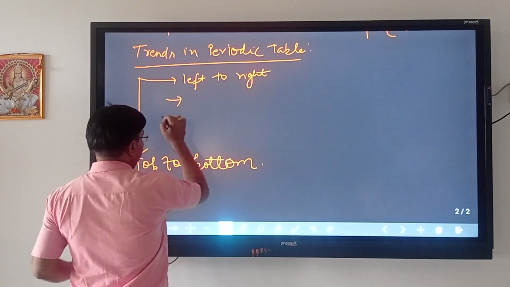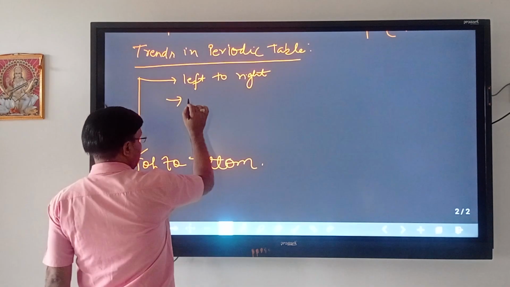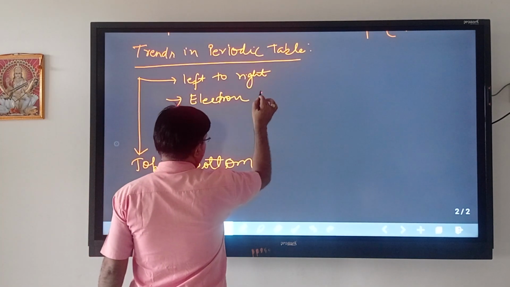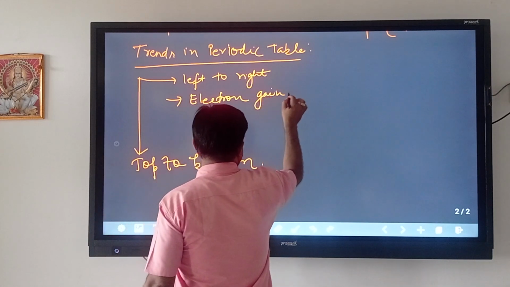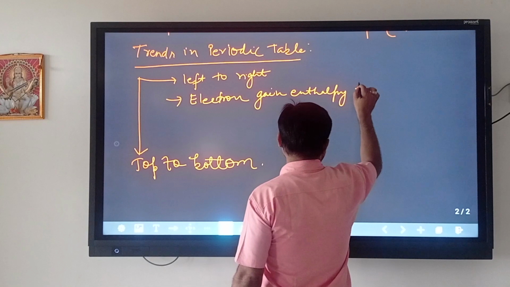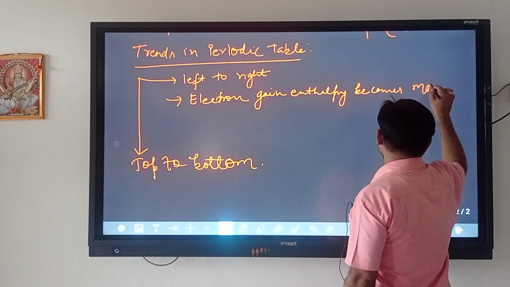That is, when we move in the periodic table from left to right, the electron gain enthalpy becomes more negative.